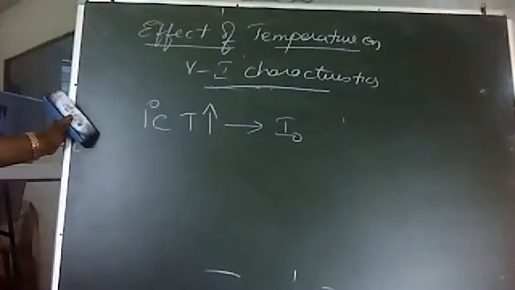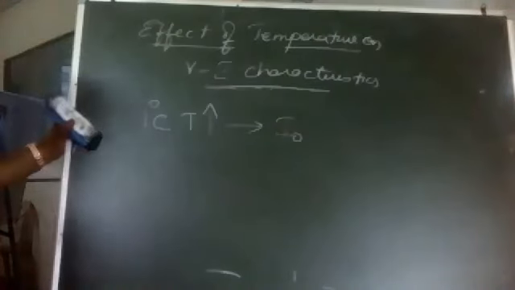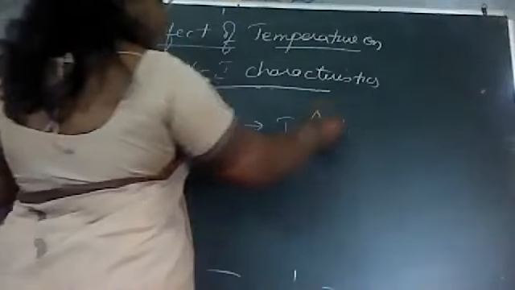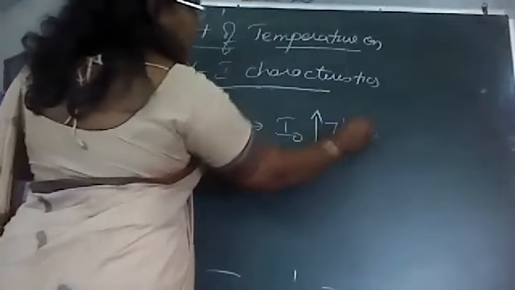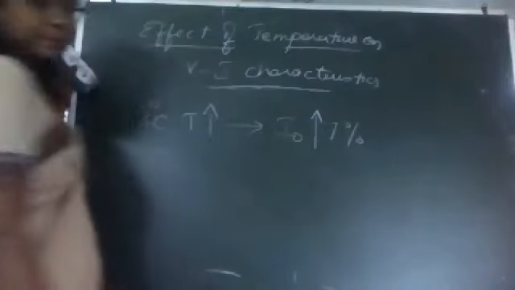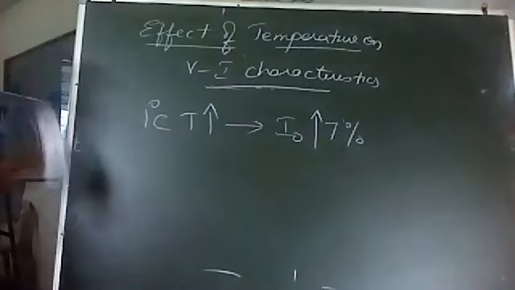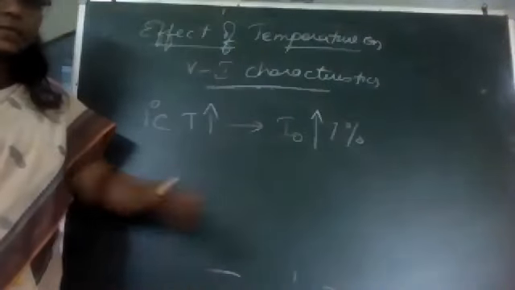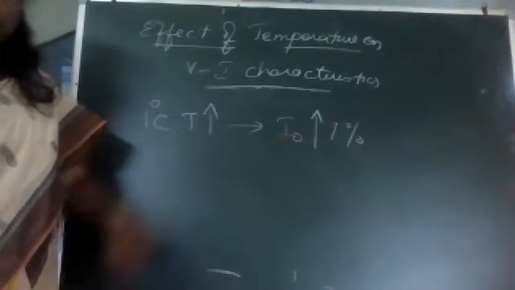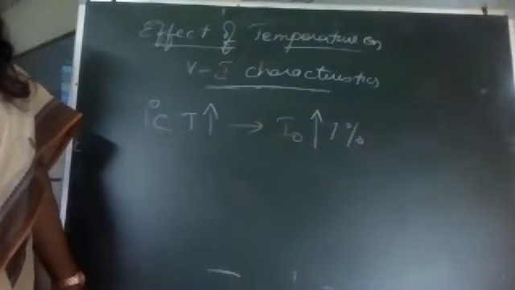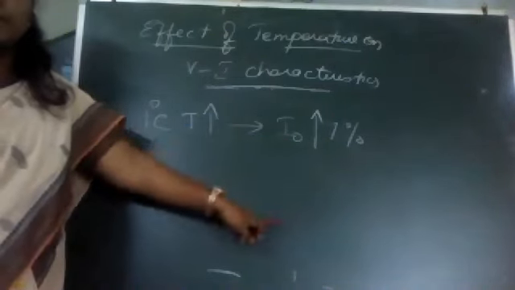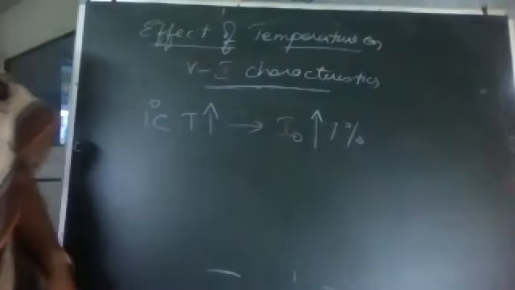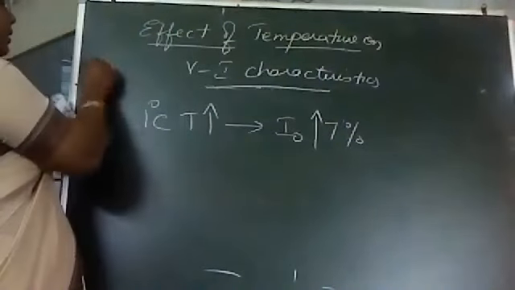For every 1 degree rise in temperature, I naught increases by 7%. Now your question is, earlier you said I is increasing, but here you are mentioning I naught is increasing. So the increase in I naught finally leads to an increment in I. How? Based on our diode current equation.